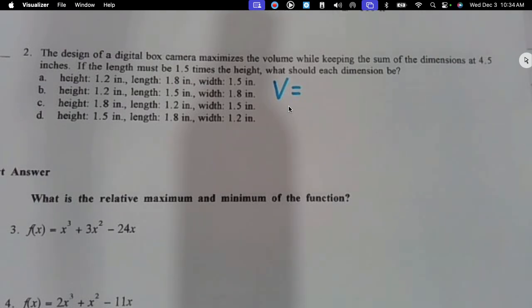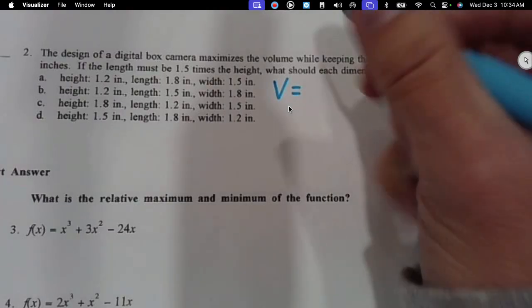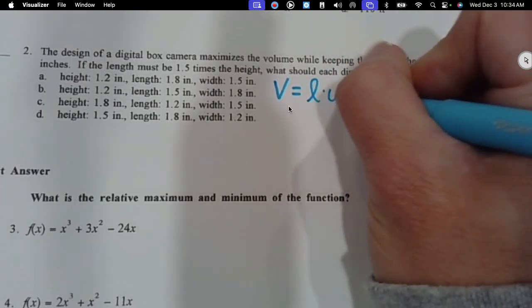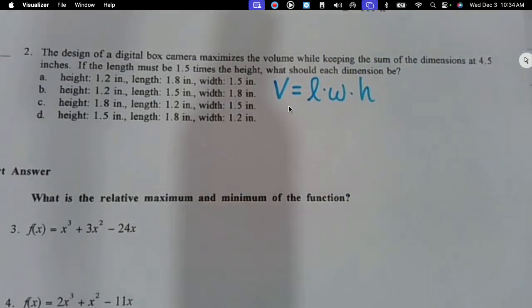Okay, y'all, let me go ahead and do this one with y'all. What is volume? How do I find the volume of something? What's the formula? Length times width times height. Everybody understand that? Now, this is kind of gross because they don't give me a length, a width, or a height. They just give me some random information about them.